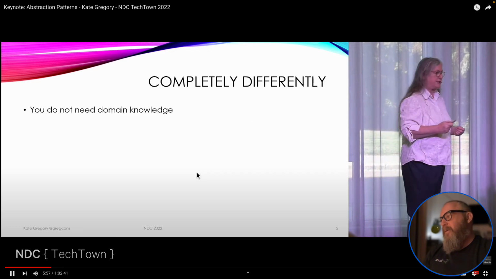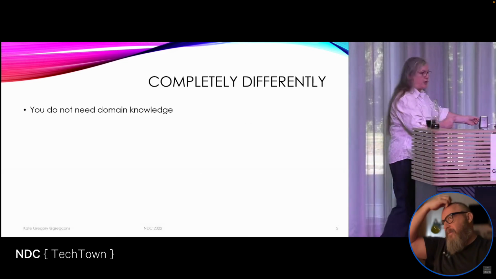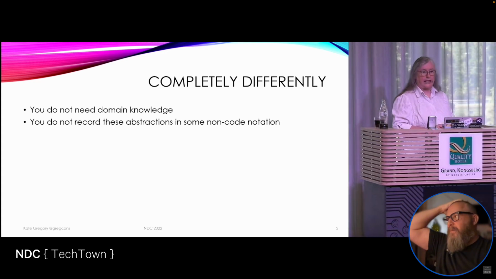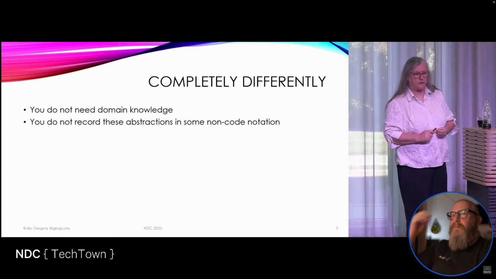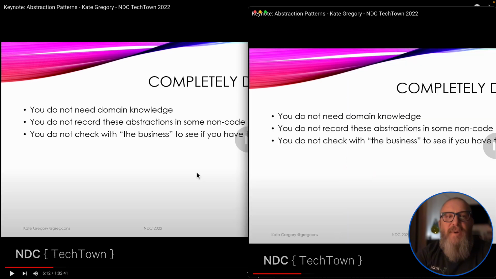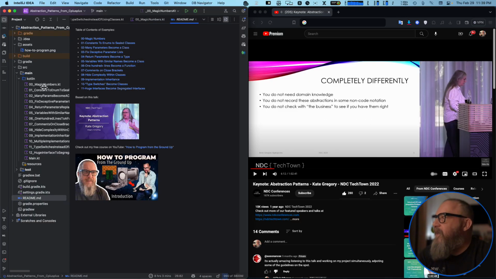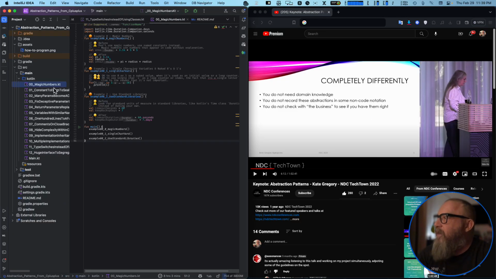To run a rental car business, okay? This is not about drawing on a deep domain knowledge. And you don't update the diagrams. You don't have any non-code notation for these missing abstractions. So I just want to point out to her that she didn't have that either. That's why I did all the code examples.